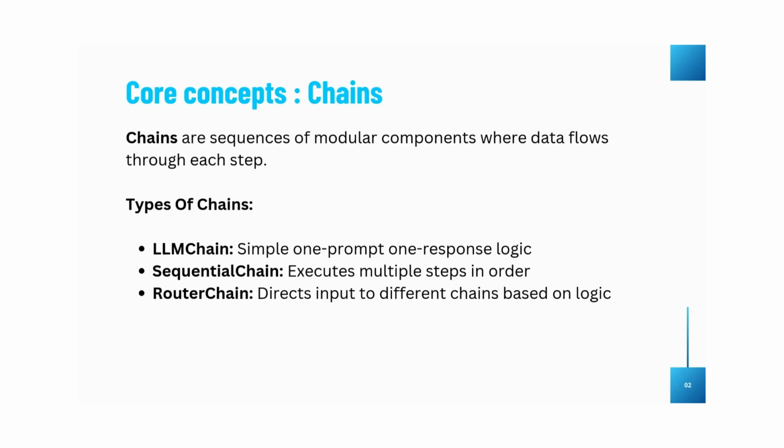Router chain. Now, what if you want to route different kinds of input to different chains? Say questions go to one chain and code generation goes to another. Enter the router chain. It acts like a smart traffic cop, directing the input to the right subchain based on logic and conditions.